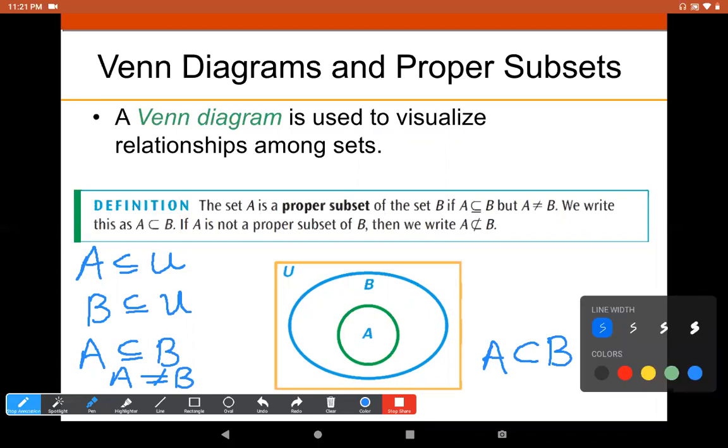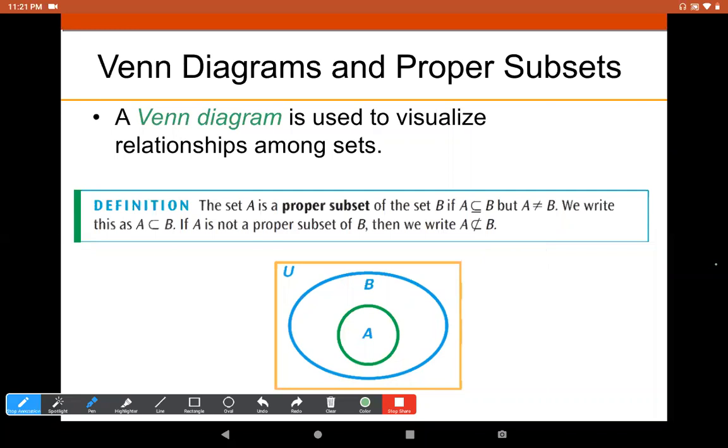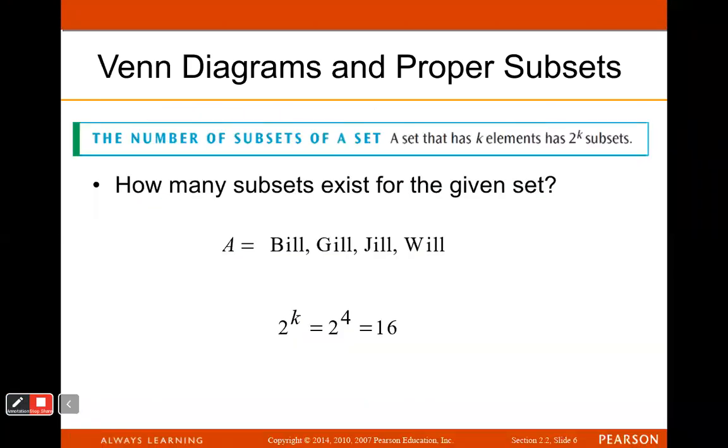And we could have an example, right? So if, for example, A were the set {1, 2}, and B were the set {1, 2, 3}, then A is a proper subset of B because every element of A can be found in the set B, but A itself is not equal to B. Venn diagrams and proper subsets.